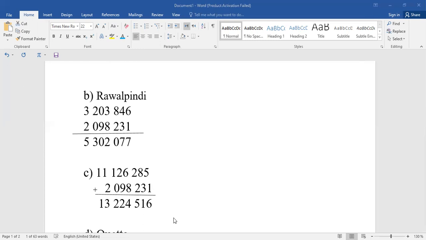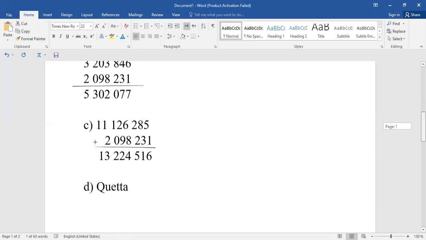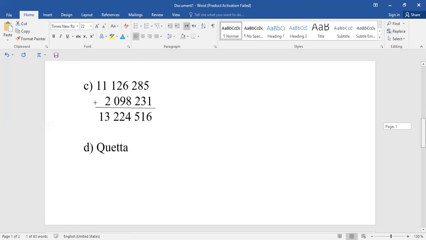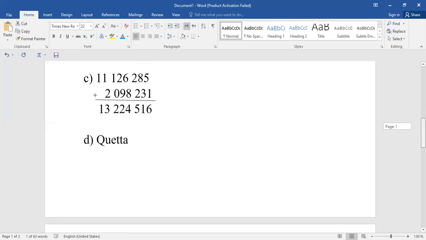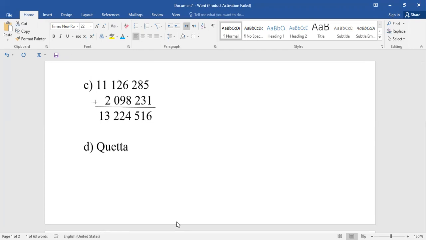Now let's talk about the next question. That is part C. Now part C is, what is the total population of Rawalpindi and Lahore? Now total means you have to do the addition here. So here what you're going to do is write down the population of Rawalpindi and Lahore, and you're going to just add them and you will be getting the answer. Now the next part is part D.